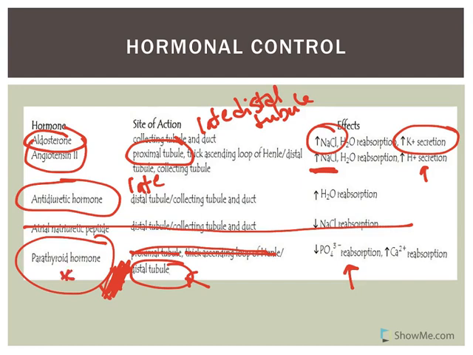We have talked about this in previous lectures, but of these, the ones that I want you to remember are definitely aldosterone, ADH, and parathyroid hormone. And the only thing about angiotensin II is that it does increase absorption of sodium in the proximal tubule.